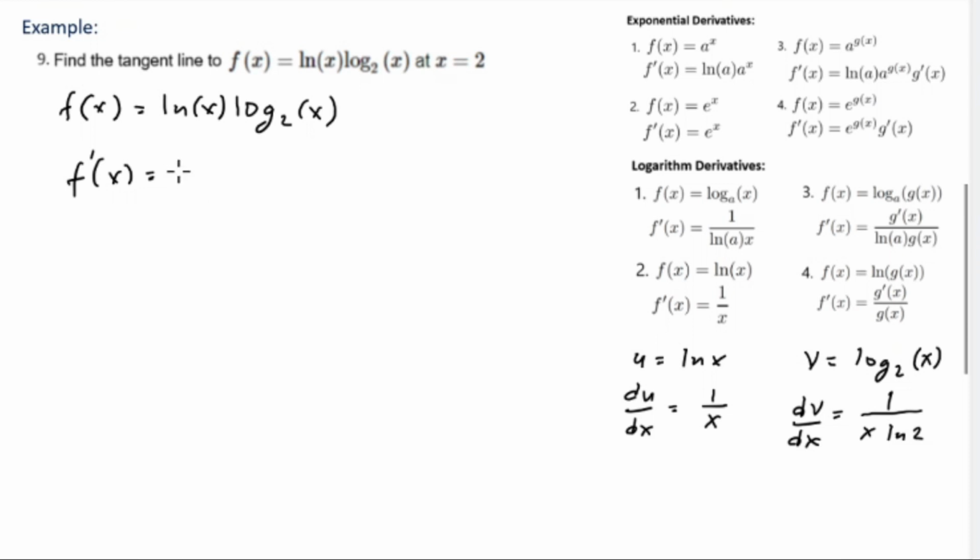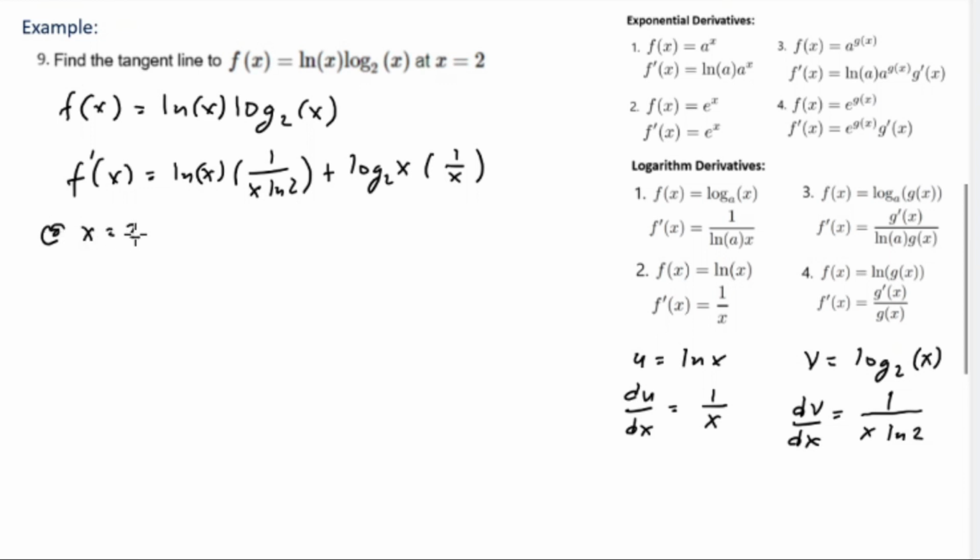So we have u, which is ln of x, multiplied by the derivative dv over dx, which is 1 over x ln of 2, plus v, which is log base 2 of x, times the derivative du over dx, which is 1 over x.